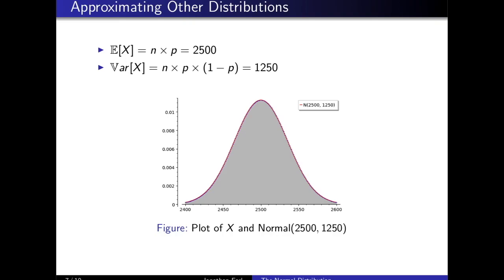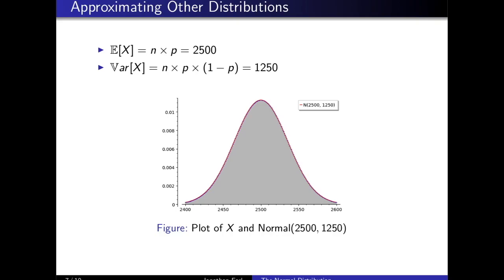So what I've done is I've taken the probability mass function from a moment ago, and I've overlaid it with the probability density function for a normal 2500 and 1250 random variable. And what we see is there's basically nothing to choose between the probability density function for the normal random variable and the probability mass function for the binomial random variable.